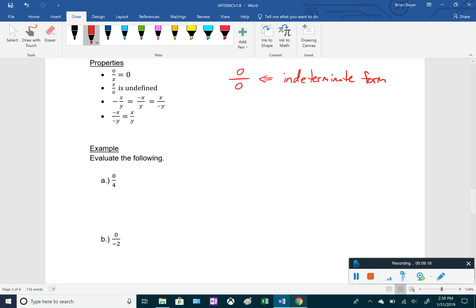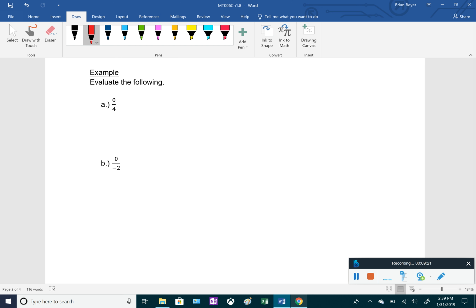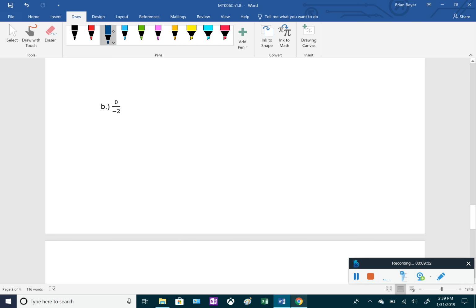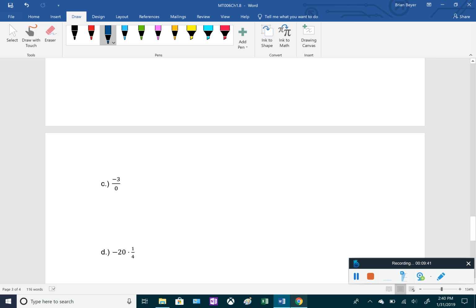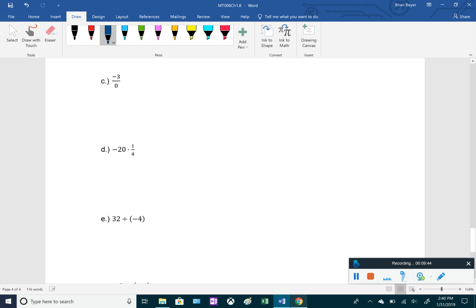So let's do some of these examples down here. Let's evaluate 0 divided by 4. That is just going to be 0 because we have 0 in the numerator and a number in the denominator. 0 over -2: once again, just 0. Next one, we have -3 over 0. We have a 0 in the denominator. We cannot divide by 0, so this is undefined.